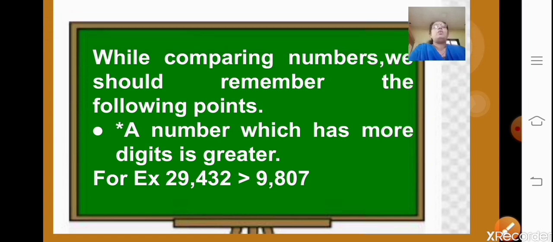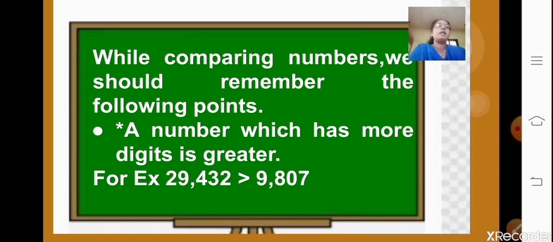Okay. Now comparing of numbers. Now how do we compare numbers? This also we have done. That is, while comparing numbers, we should remember the following points. Now what are those points? That is, first thing is, a number which has more digits is greater.